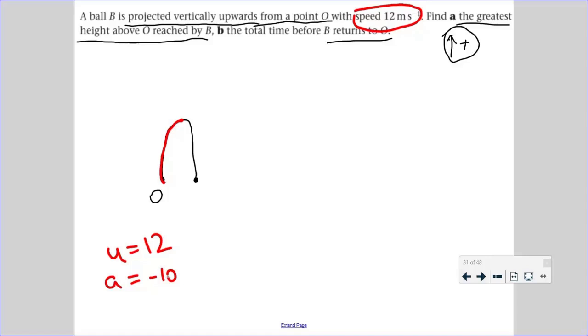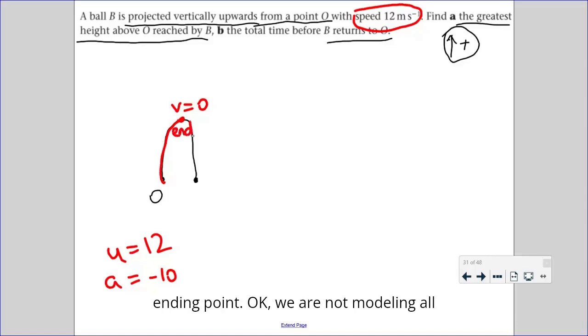Okay, and now remember when we did the introduction, the greatest height or the maximum height, the ball will come to a stop for a millisecond. Okay, so this is your maximum height. At this point, the ball will stop for a millisecond and then it will come down again. Okay, so if we are just modeling the red part from O to the top, then your final speed is v equals 0. Okay, because for this model, this is your ending point. Okay, we are not modeling all the way down yet. We are just modeling from the bottom to the top.